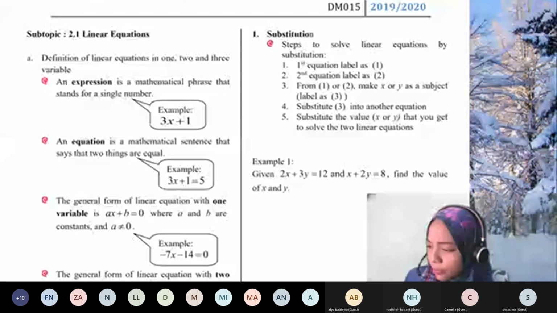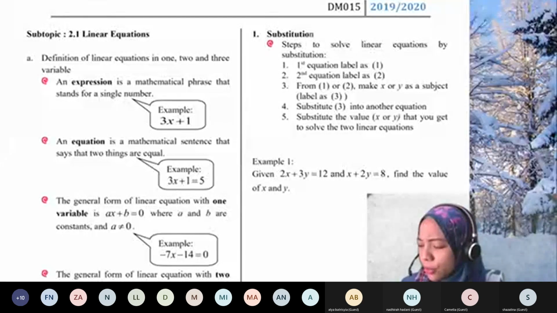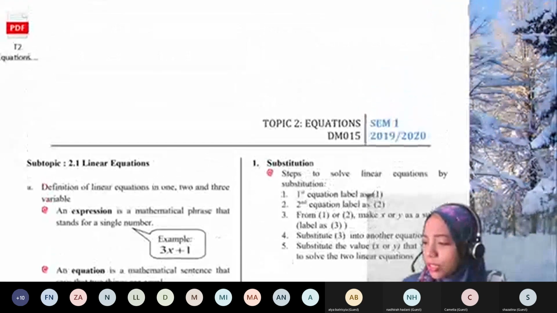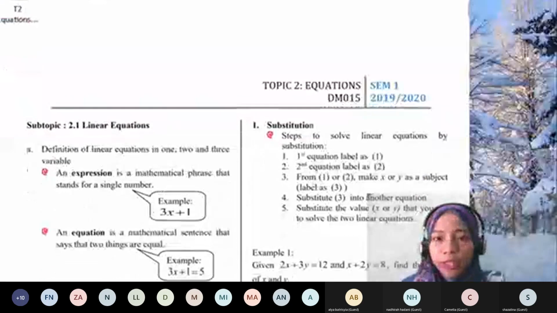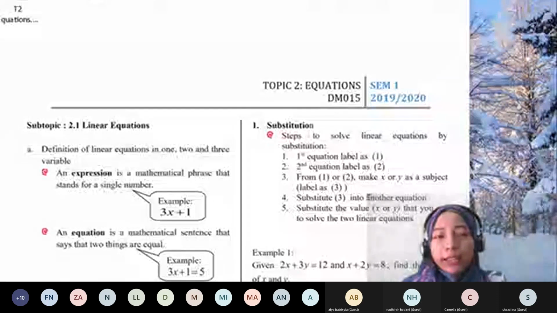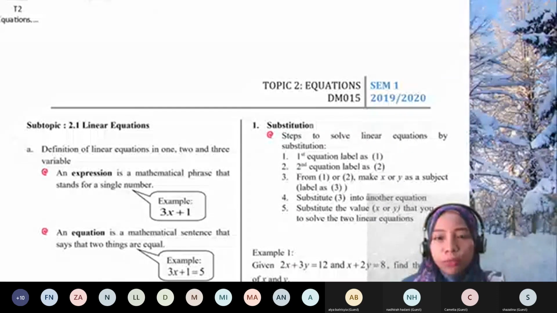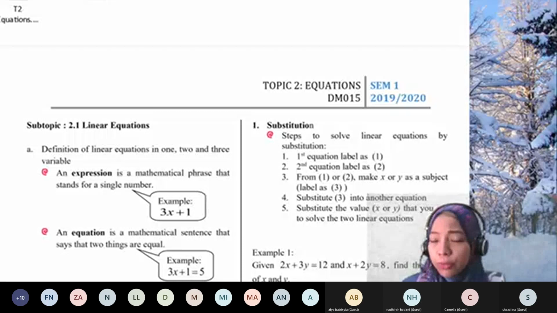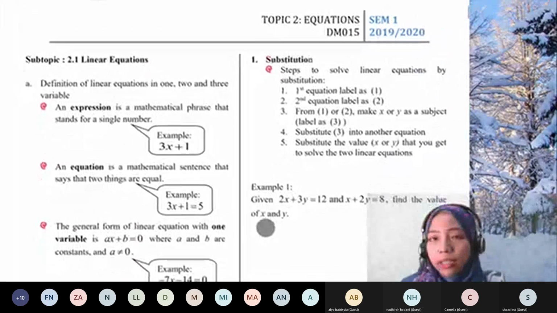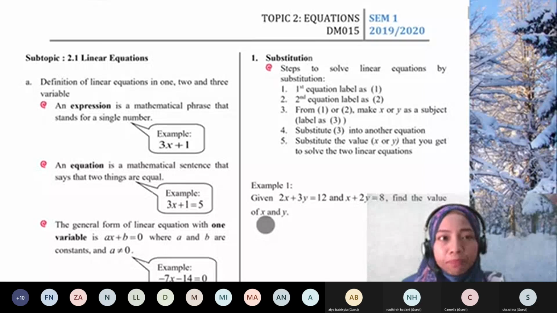Okay. All right. So if you look at the notes there, we are going to learn chapter 2, equation. We have done chapter 1 for index, set and log. And you have done the assignment as well that was given to you. I'll pass the marks to you as soon as possible. So if you look at chapter 2, the topic is equation.